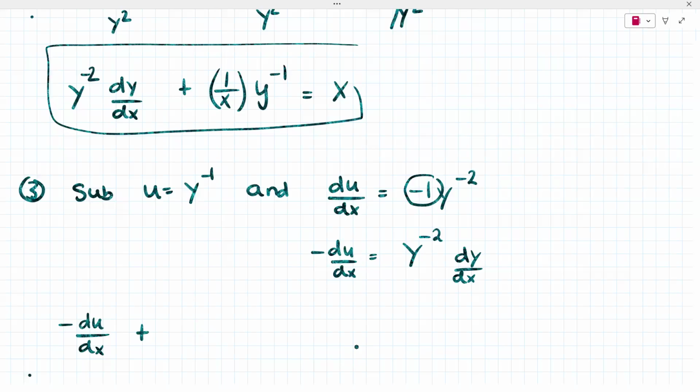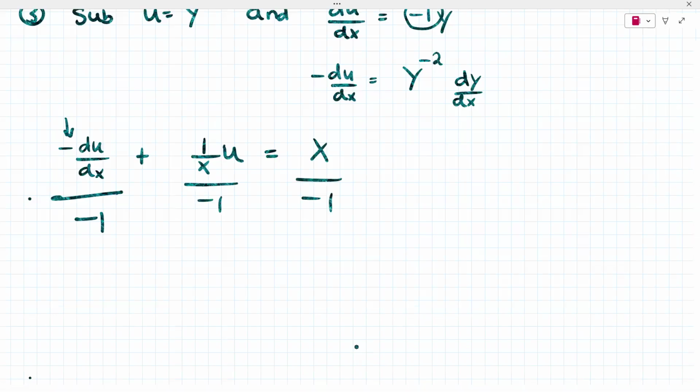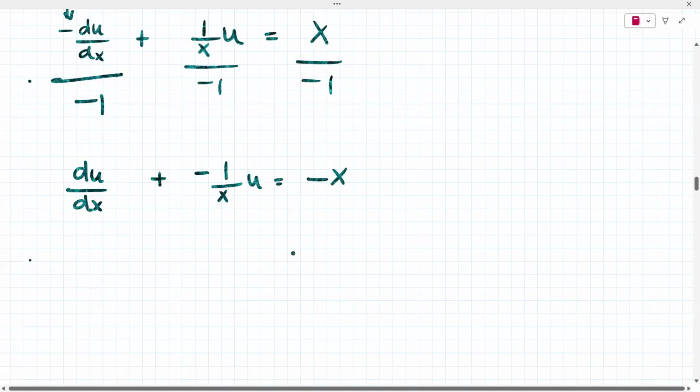So yeah, you're going to replace that with... what am I going to replace 1 over x with? I'm going to replace y to the negative 1 with u. So this is going to be 1 over x times u equals. Okay, so now you have du dx plus negative 1 over x u, and then this is going to be negative x. Okay, now we have it in the form of a linear first order differential.